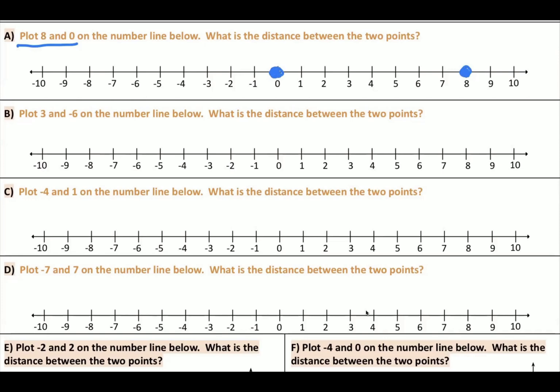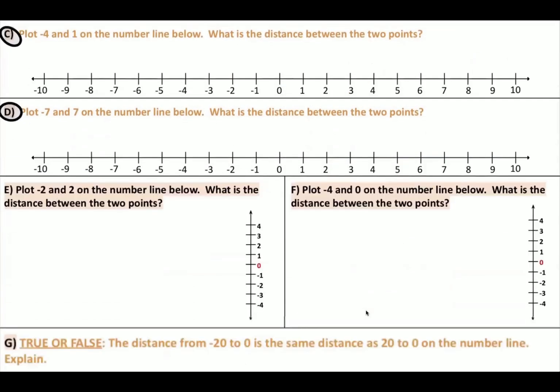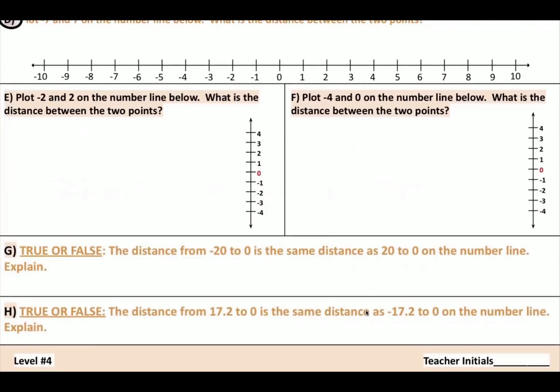And then we can count by making super neat loops, one loop between each number. And the distance between 8 and 0 is 8. Go ahead and complete B, C, and D on your own. This video will not go over those. Let's take a look at E. It says plot negative 2 and 2 on the number line.